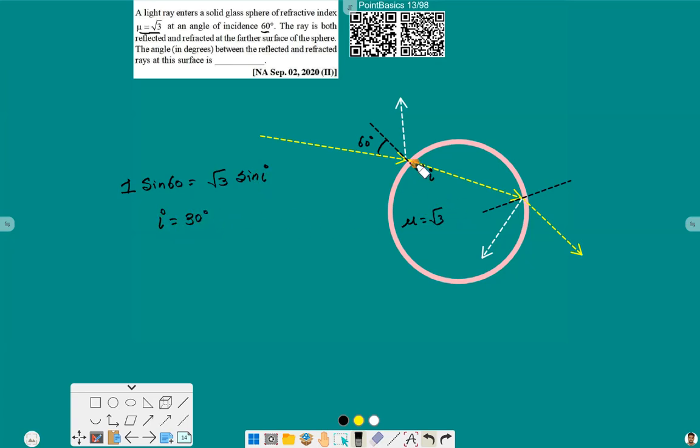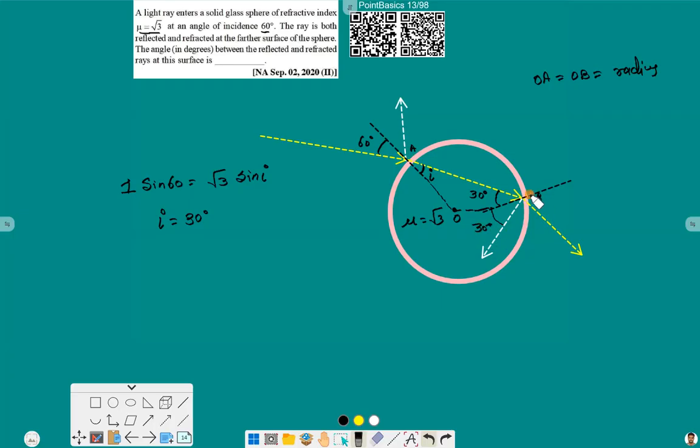Now, we know that the normal passes through the center of the sphere. So this line will further pass like this, and this line will go like this. And now, suppose this is O, this is A, and this is B, then OA is equal to OB is equal to radius. So in this triangle we have two sides equal. So if this angle is I, then this angle will also be I, and I is 30 degree. So this angle will be 30 degree. And from the reflection law, that angle of incidence is equal to angle of reflection, this angle is also 30 degree here.